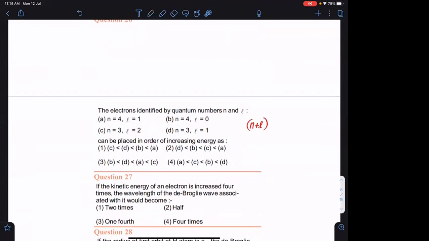The greater the value of n plus l, the more the energy. If two orbitals have a similar value of n plus l, then the one having the greater value of n will have greater energy. They're asking for the increasing order.